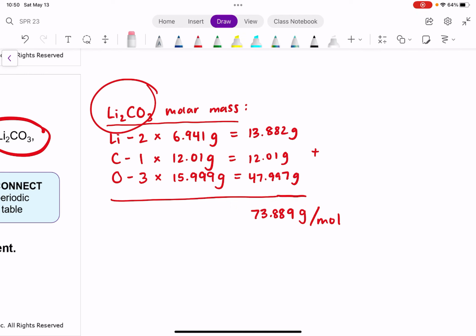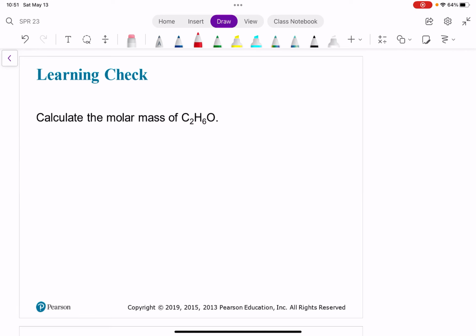So let's write that down. Li2CO3. All right, let's try this next example. So we've got C2H6O, and we want the molar mass of C2H6O. The first thing I'm going to do is list what I have. I have carbon atoms, I have H's, and I have O's. How many carbon atoms? I have 2. For hydrogen, I have 6, and for oxygen, I have 1.